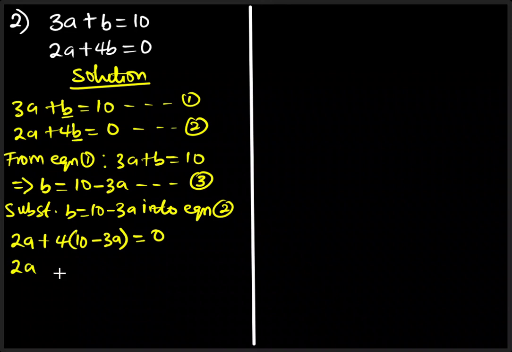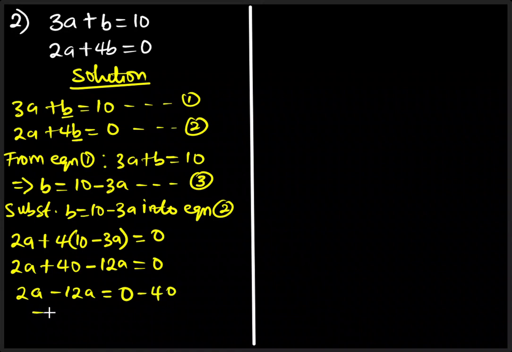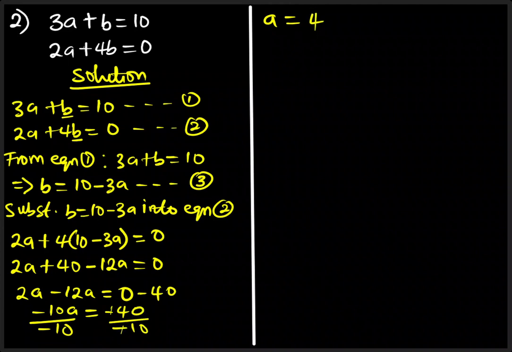All right, so that will give us 2a plus 40 minus 12a equal to 0. So 2a minus 12a equal to 0 minus 40, since plus 40 crosses to minus 40. That will give us minus 10a equal to minus 40. So divide all over minus 10. Minus cancels minus, then 40 over 10 gives us 4. So a is equal to 4.